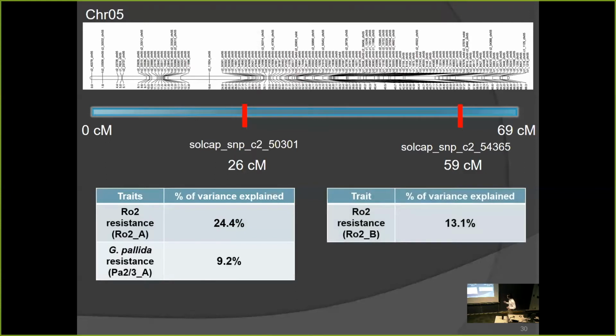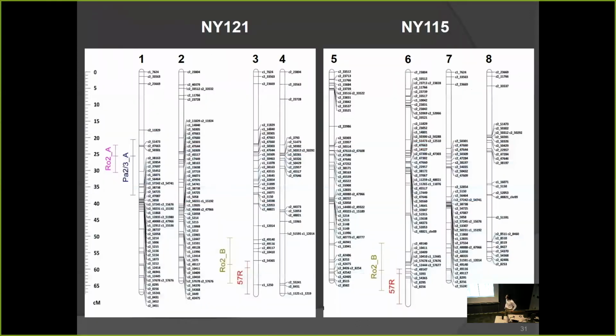And when I check this position, the R2 resistance peak here, I'm going to call it R2B, and this also explains 13%. So both of them seem to be really important positions for R2 resistance. And based on the information provided by the tetraploid SNP, I marked the QTL position on the genetic map. So as I mentioned before, homologs 1 to 4 represent 4 homologs of Ni121, and 5 to 8 represent 4 homologs of Ni115. And as you can see here, R02A and PA2/3A overlap each other.